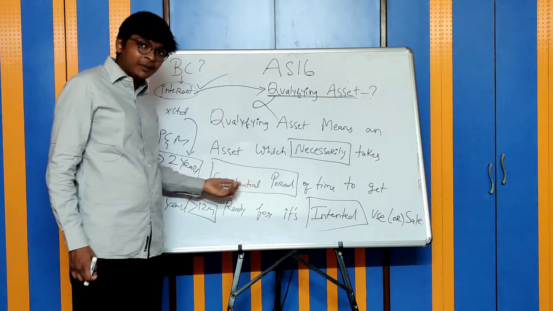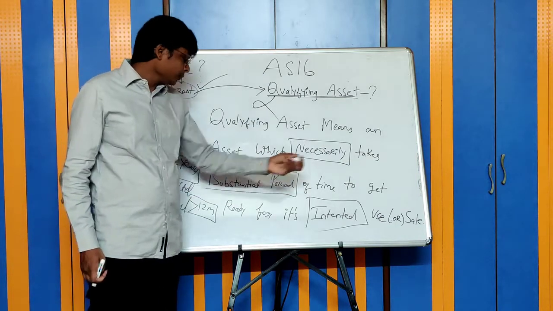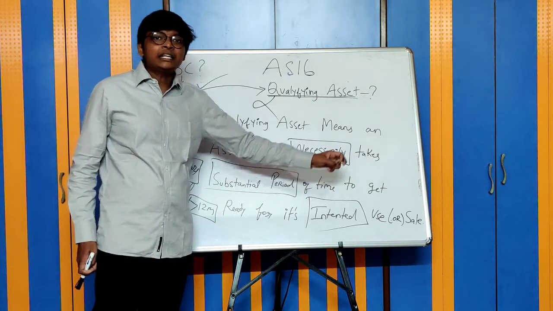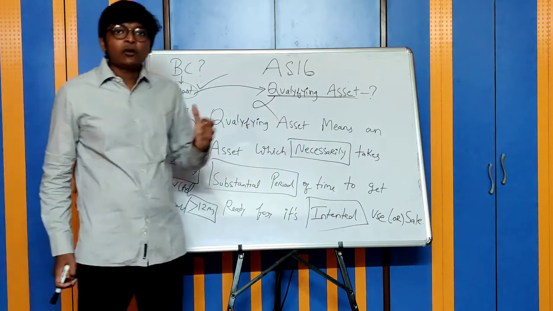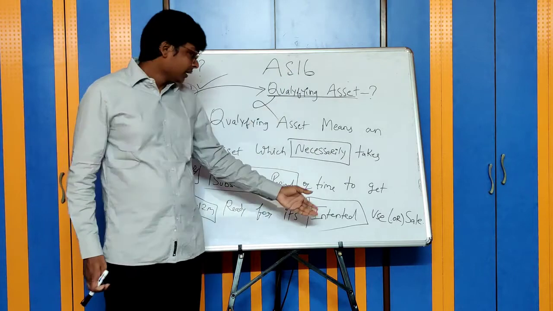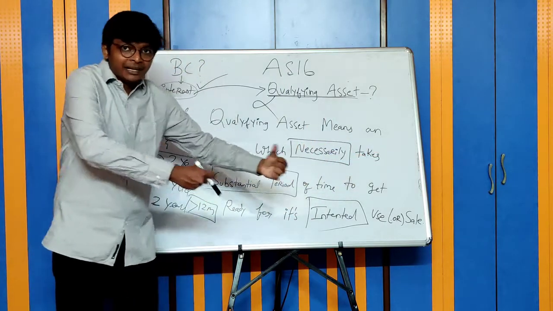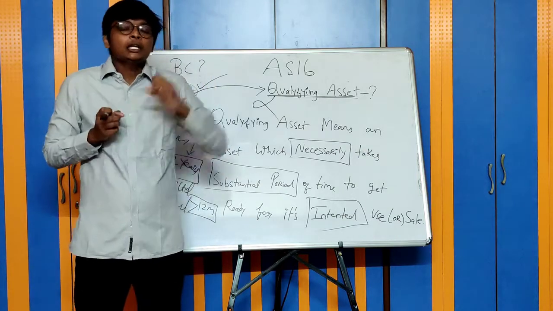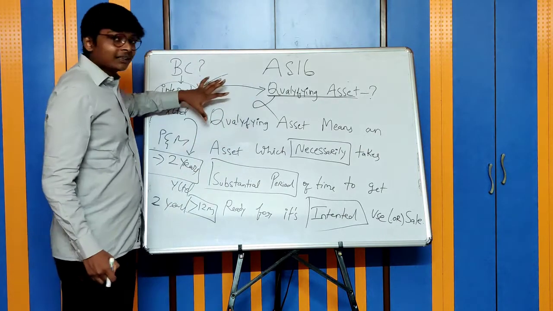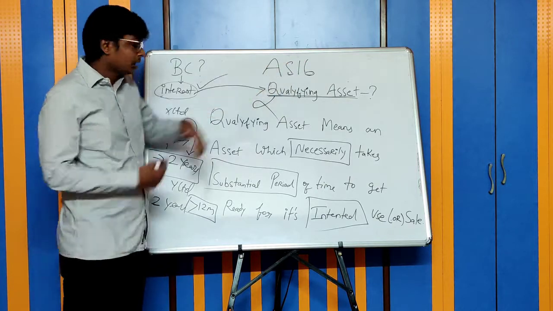It takes a substantial period, more than 12 months, to get ready for its intended use. What is the intended use? I am constructing this plant for the purpose of manufacturing. Intended use or sale: I am constructing this building to sell it. Constructing this property to sell it. Clear, guys? So, qualifying asset.